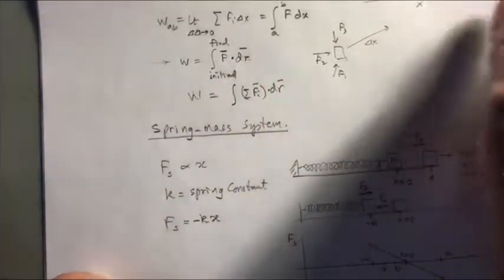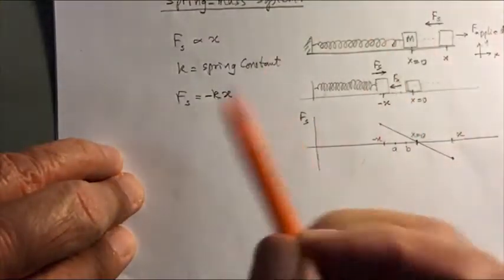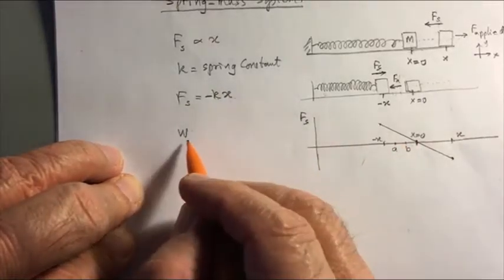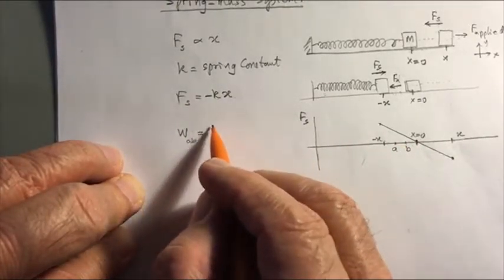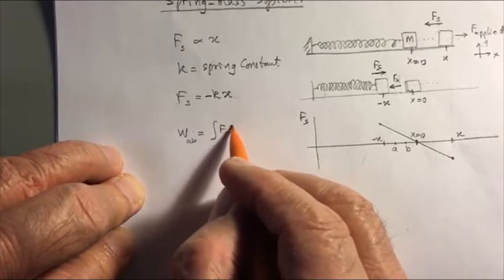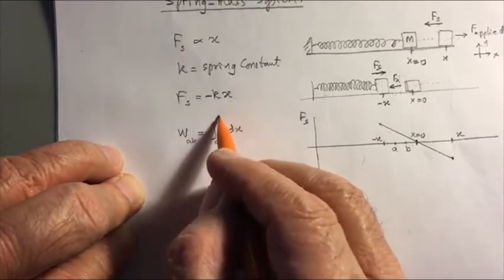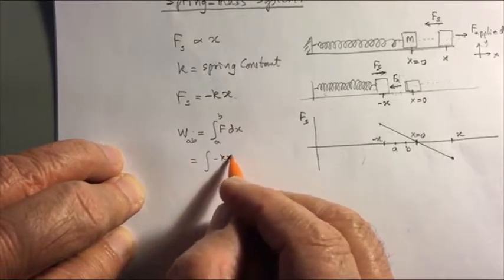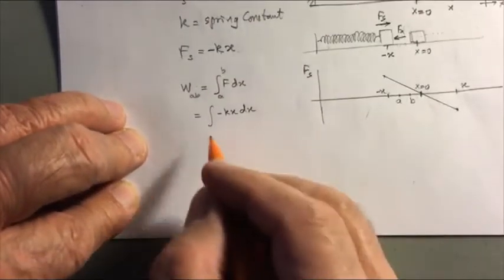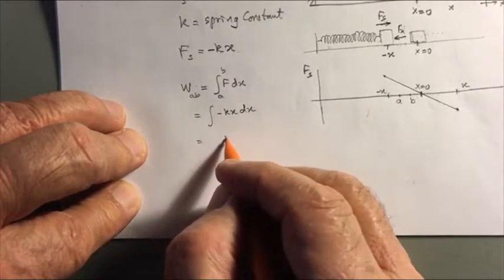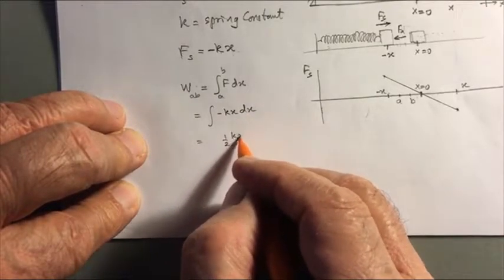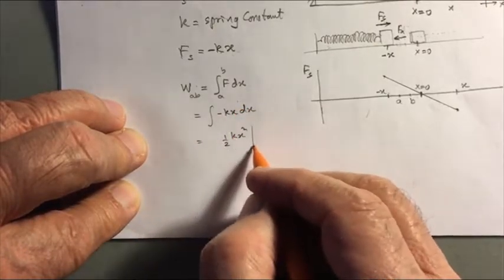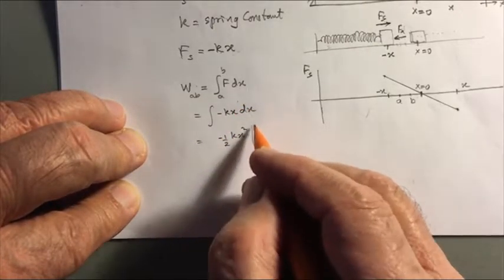Force equals F dot dr, or in this case F dot dx. So the work going from A to B is going to be the integral of F dx from A to B, and F is minus kx. When you integrate x, you get x squared by 2, with a negative sign, and the limit is from A to B.